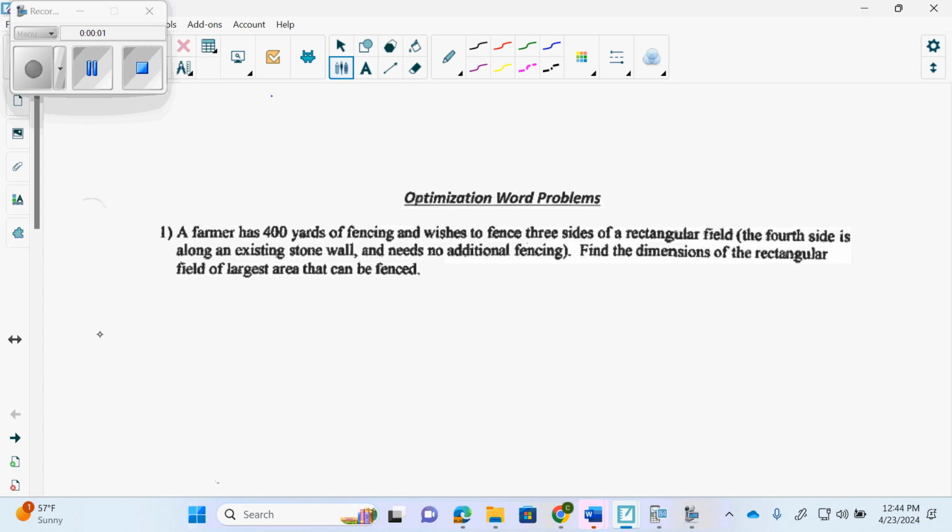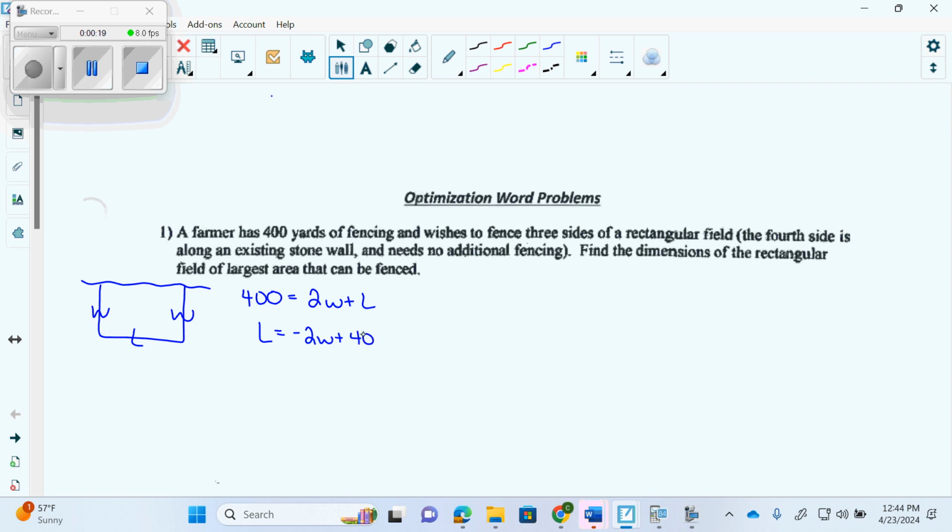We still do our width, length, width. We still do the 400 equals 2 widths plus a length. We still isolate one of them. So length equals negative 2w plus 400. We still do that, which is the same as last year.